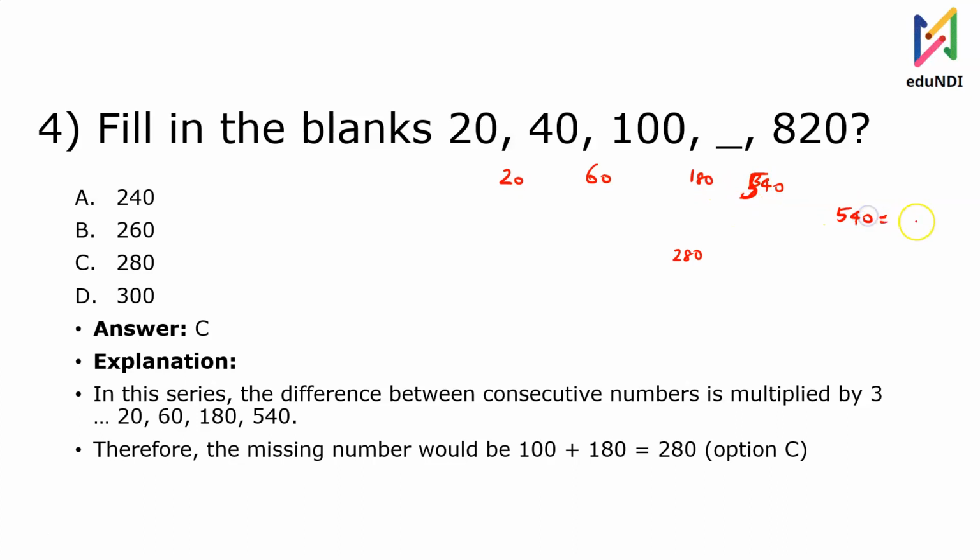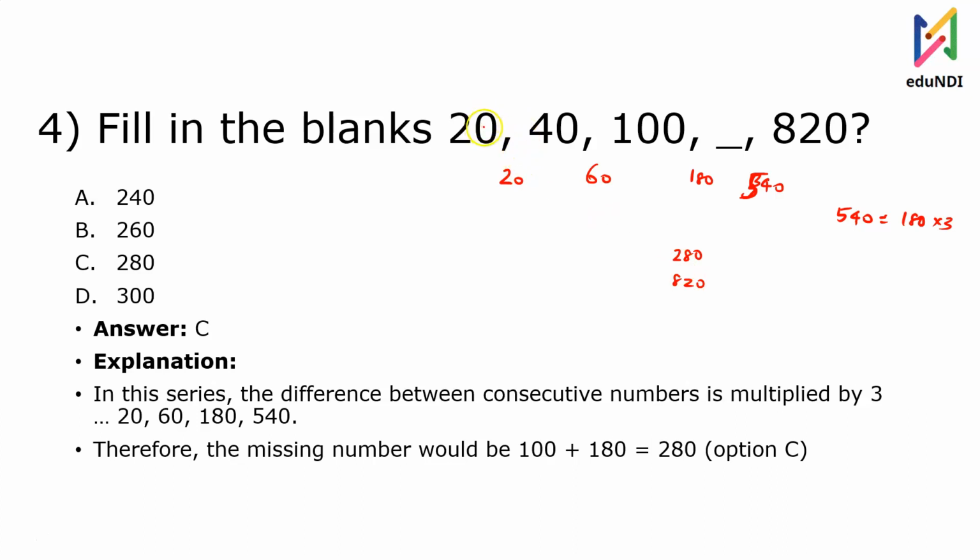How did I arrive at 540? 180 into 3. So 20 into 3 is 60. 60 into 3 is 180. 180 into 3 is 540. So I have 280. 280 plus 540 is indeed 820. Is this clear? A little trickier, right?